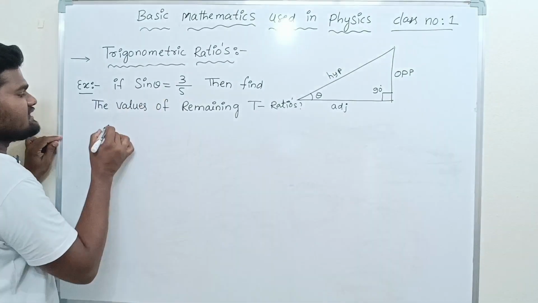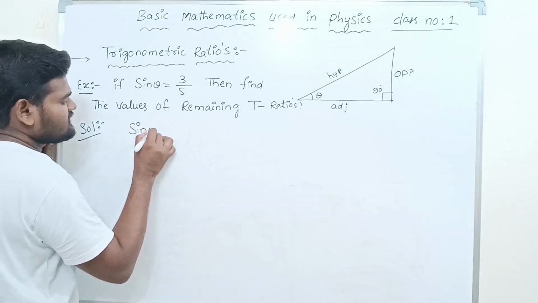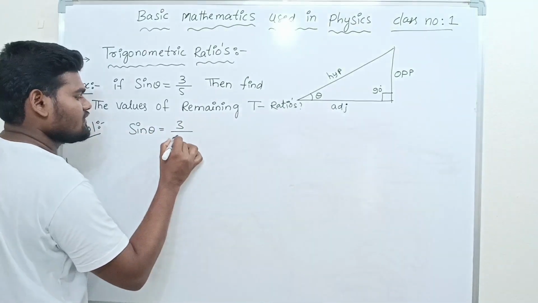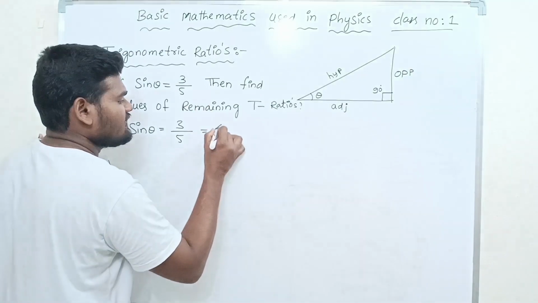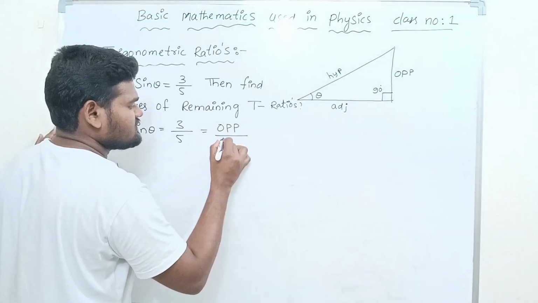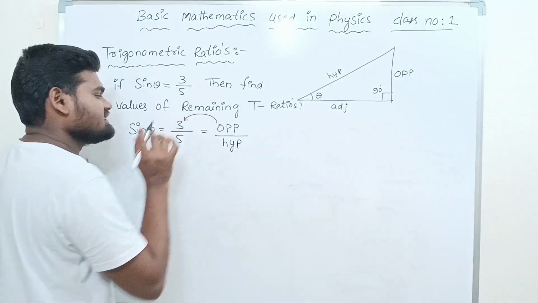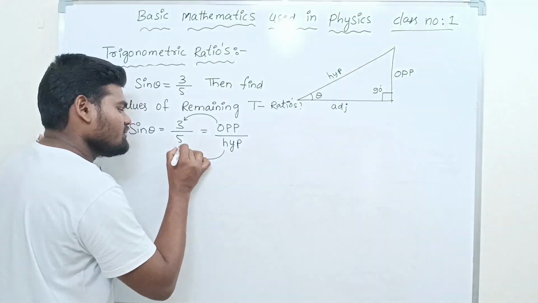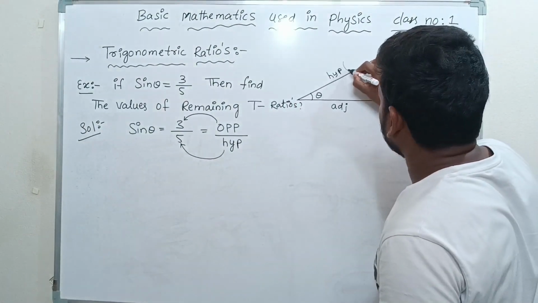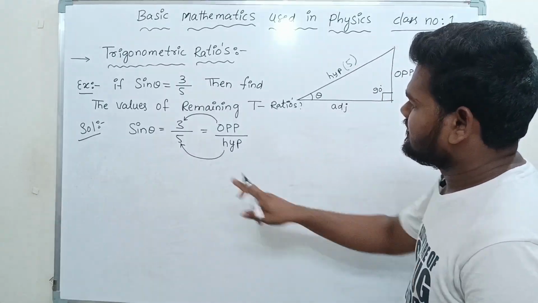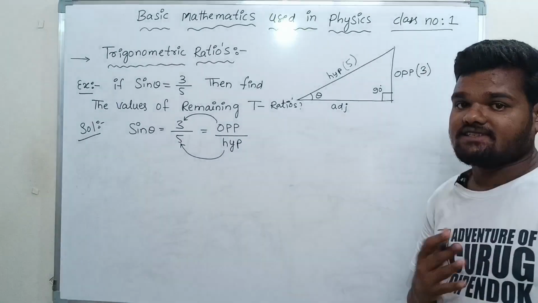So what is given? Sin theta is equal to 3 by 5. What is the trigonometric ratio of sin theta? From a right angle triangle, we can write opposite side by hypotenuse. That means the value of the opposite side is 3 and the hypotenuse is 5. So just substitute these values in the right angle triangle. Hypotenuse is 5, opposite side is 3, and we don't know the value of the adjacent side.